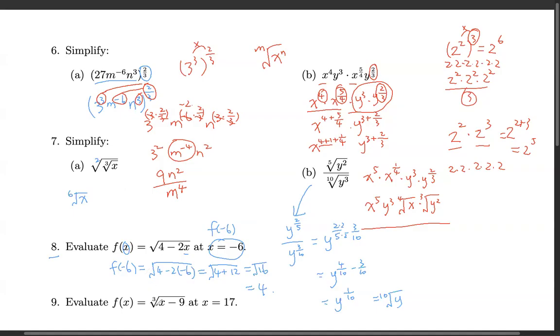Let's see 9. So similarly, we just substitute x into 17 minus 9. Well, 17 minus 9 is 8. So cubic root of 8. Remember, 8 is 2 cubed. Then we have 2 raised by 3/3. This is 2 raised by 1 equals 2. So this is f of 17. f of 17 equals 2.